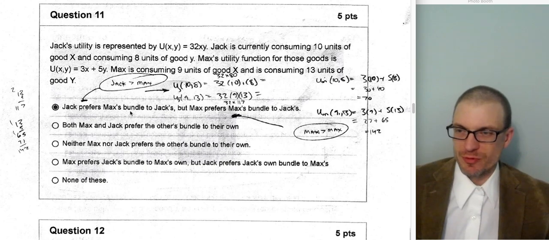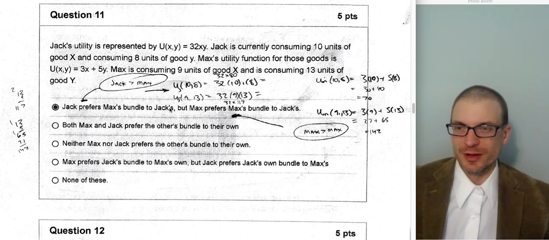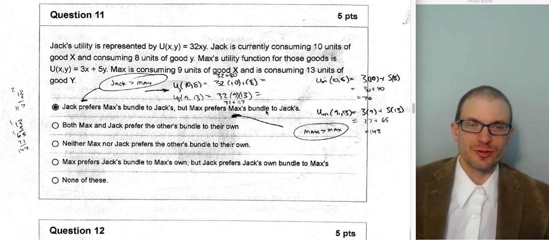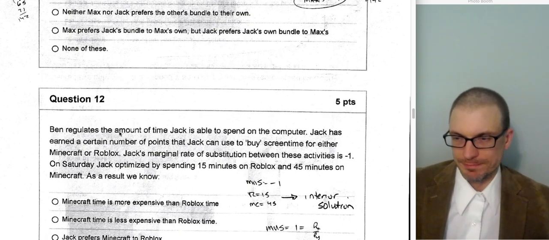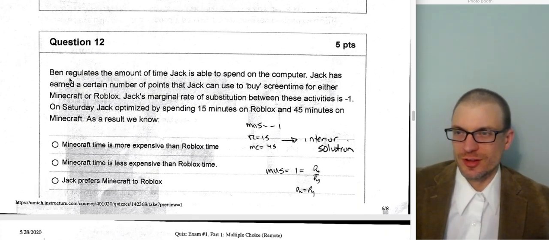The answer is Jack prefers Max's bundle to Jack's. Max prefers Max's bundle to Jack's. Max prefers Max's. Jack prefers Max's. Okay, all right. Ben regulates the amount of time Jack is able to spend on the computer.